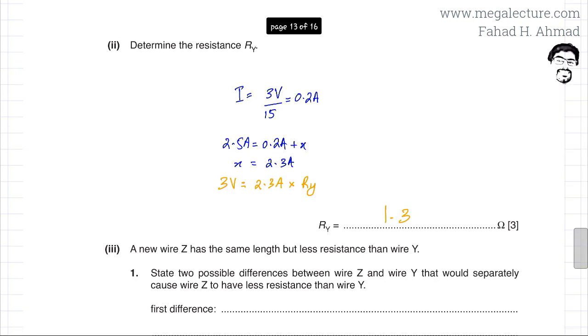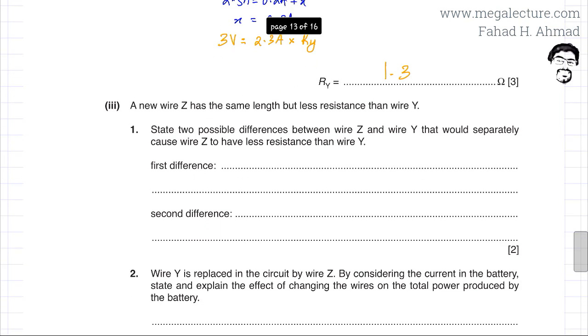Now moving to the next part of the question. The next part states that a new wire Z has the same length but less resistance than Y. State two possible differences between wire Z and wire Y that would separately cause wire Z to have less resistance than wire Y. For a wire, the relationship that determines the resistance is first the resistivity. This term over here is called resistivity. So the first difference you can have is a different material, making the wire of a different material.